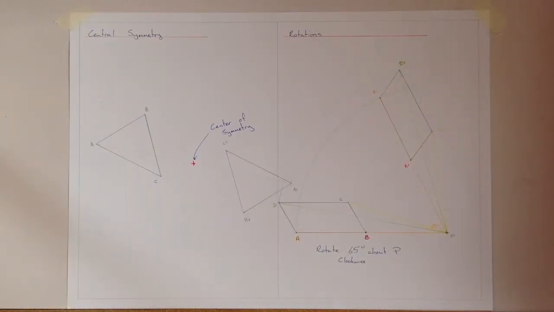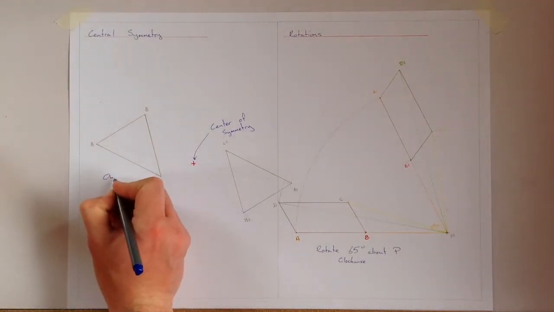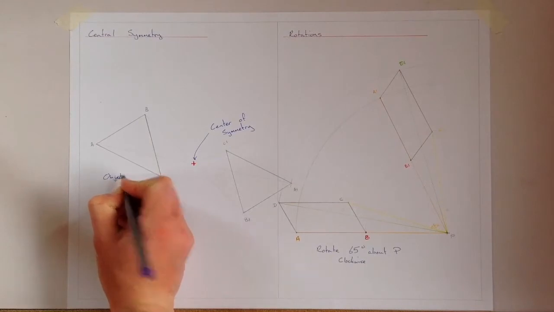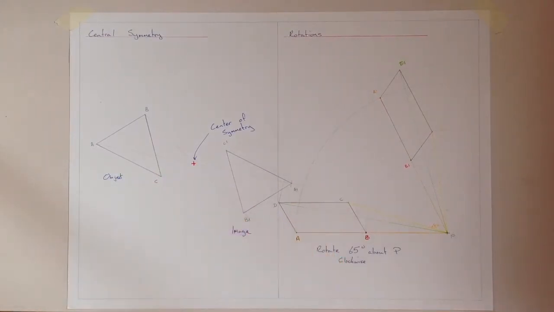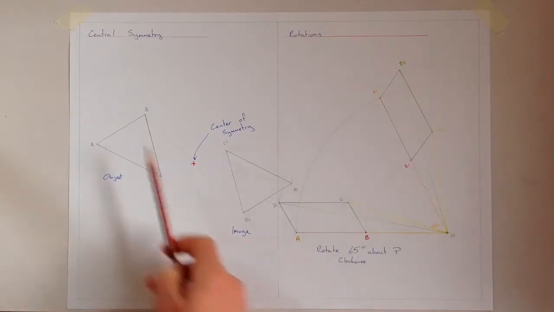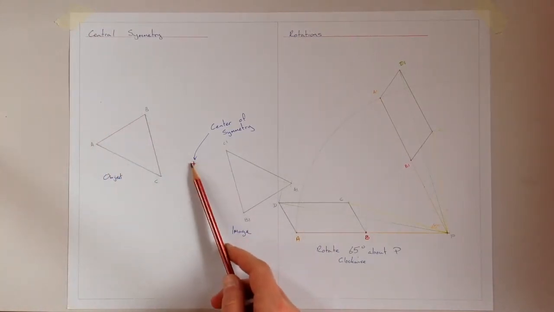Next up then, we have our central symmetry. Mine's going a little bit too far here, but we won't worry too much about that. With a central symmetry, you have your object, where it starts, and we have then our image, where it ends up. What you would be given is your object and your center of symmetry.